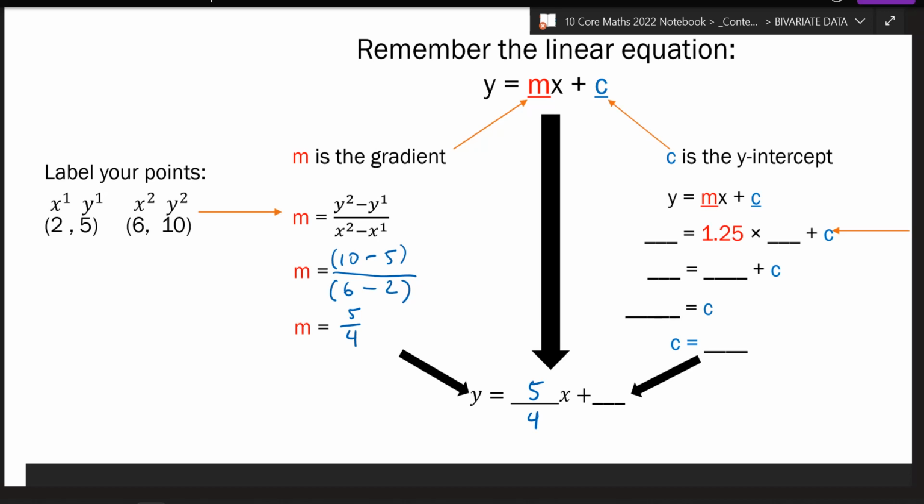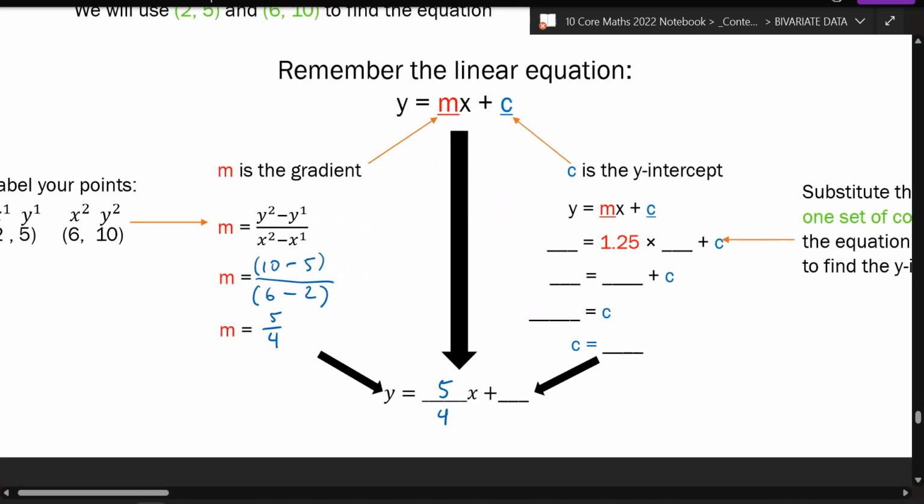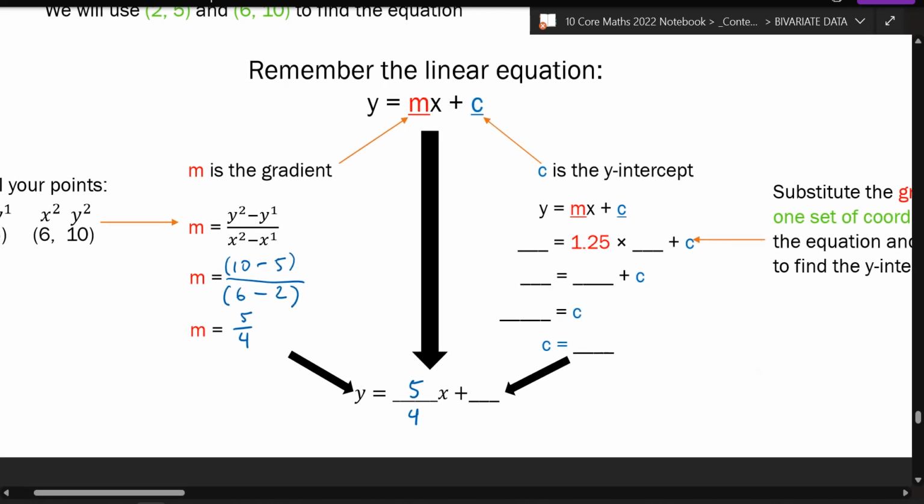Okay, nothing to it, not too bad. Next is the y-intercept. So far, 5 over 4 is the gradient. I've converted it here to a decimal, so it's the same thing. So far what we have is y equals 5 over 4 x plus c, and we're trying to find, remember, the y-intercept, which is c.